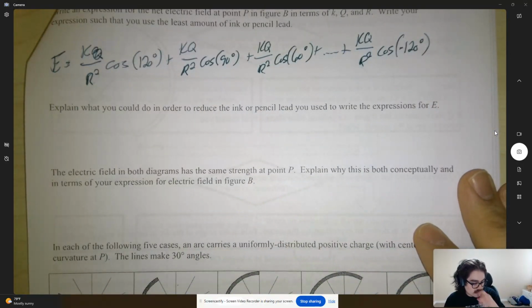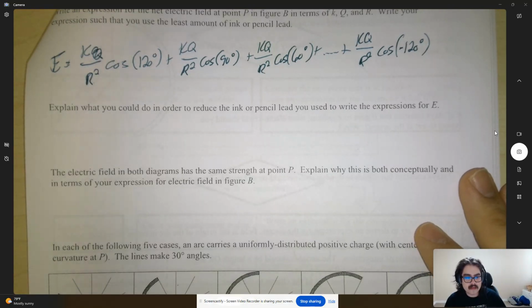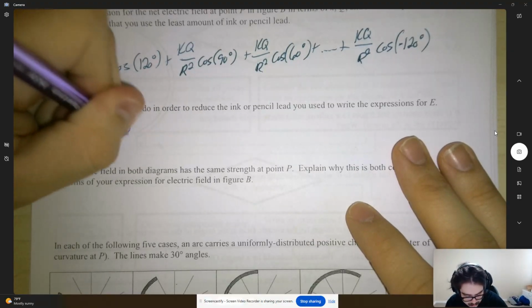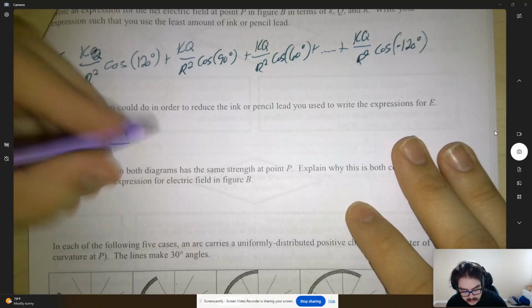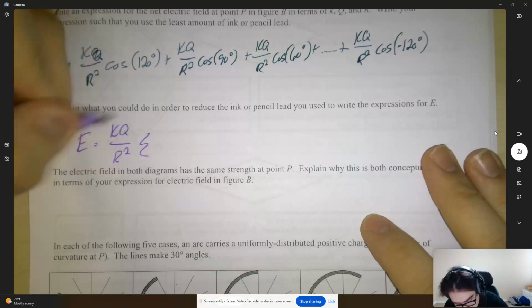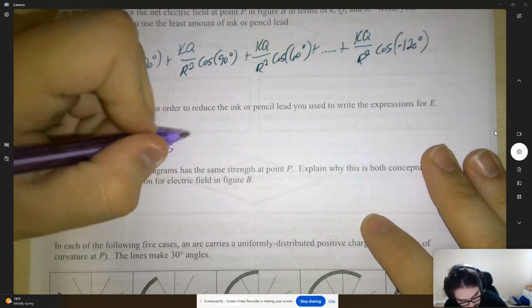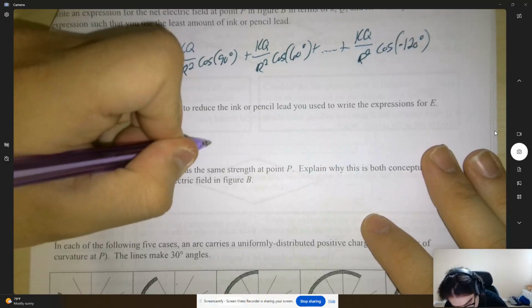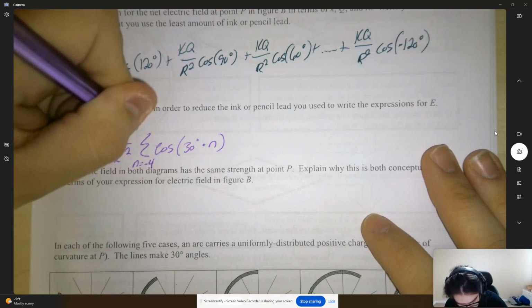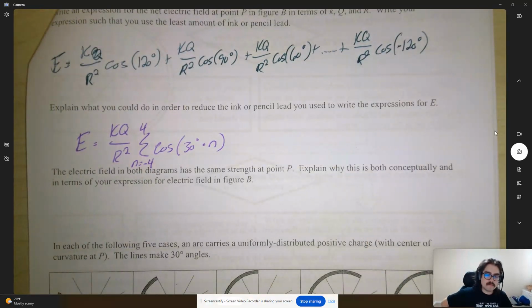There's an easy way to rewrite this in such a nice way so that we don't have to use nearly as much ink or pencil lead, because ink and pencil lead are expensive and we don't want to get more, okay? The easiest way to do this is I'm going to do the electric field is equal to KQ over R. Do you notice that KQ over R is constant in all of these because we have a constant charge and a constant distance, okay? And I'm going to do the sum of cosine 30 degrees times n. And I'm going to sweep from n equals negative 4 to 4. Okay, do you see how I'm just sweeping through all of the charges at this point? I've kind of written a code in a way.